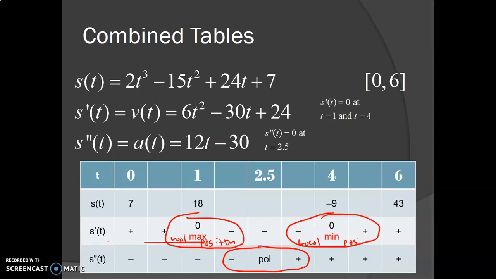So when the velocity is 0, that's when you're going to have either a max or a min, or a possibility for that. When the acceleration is 0, that's when you're going to have a point of inflection on the original function.